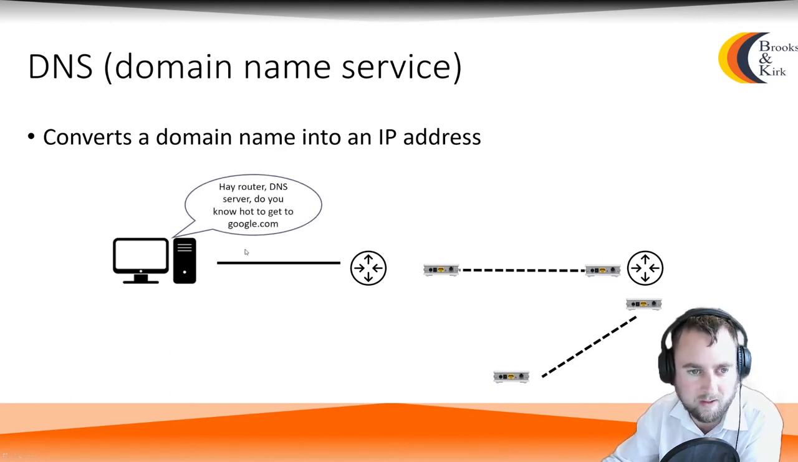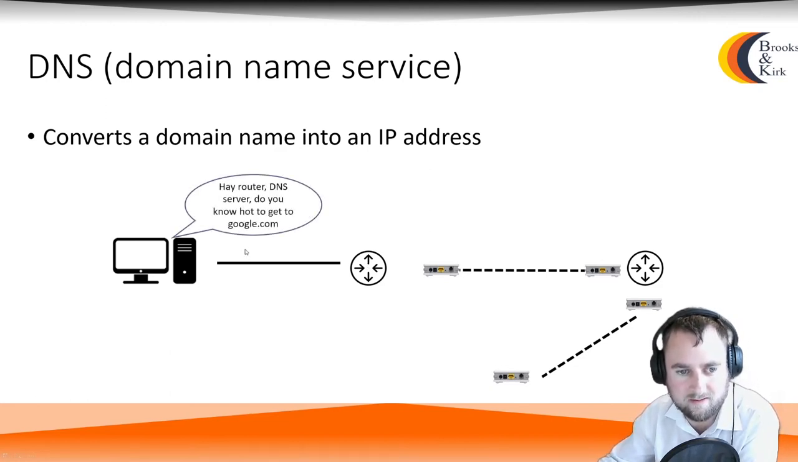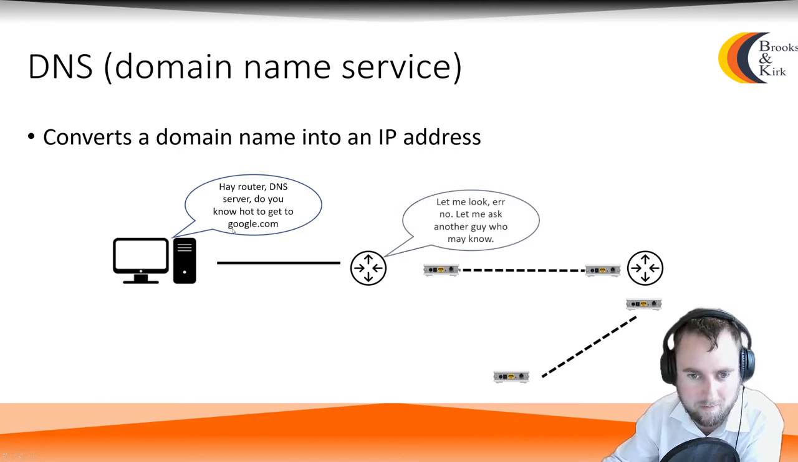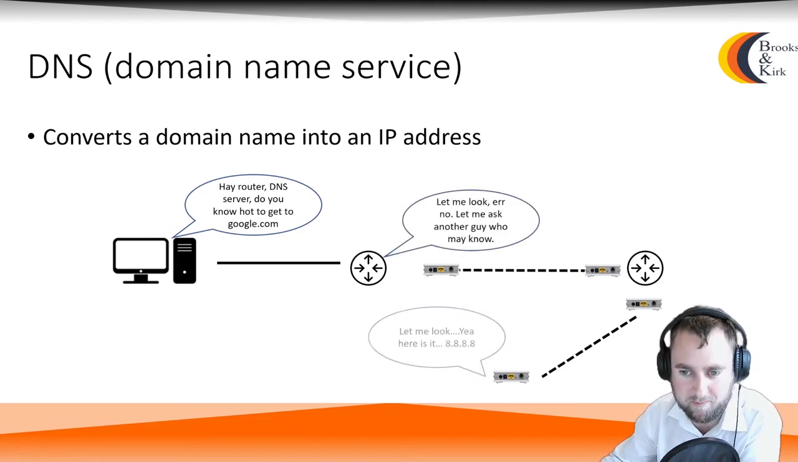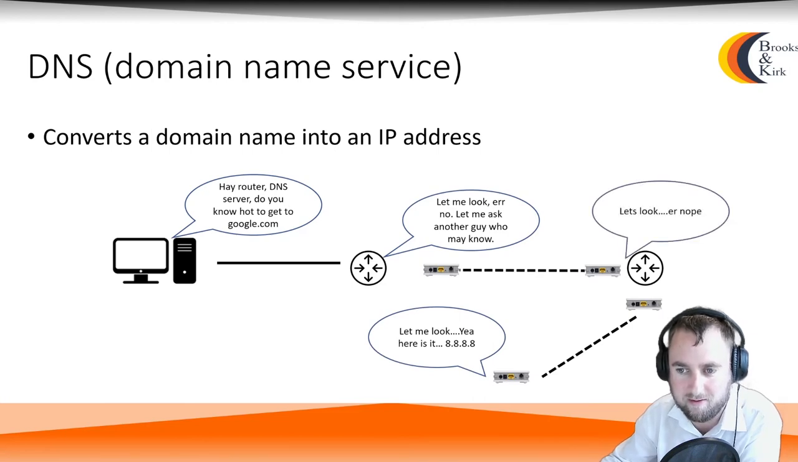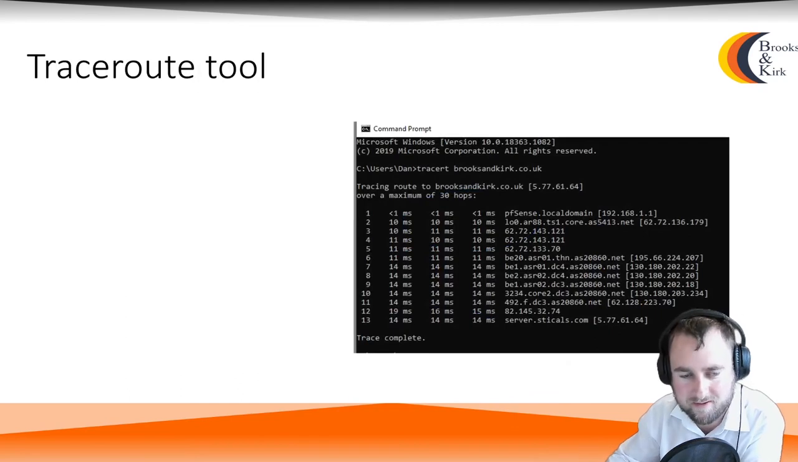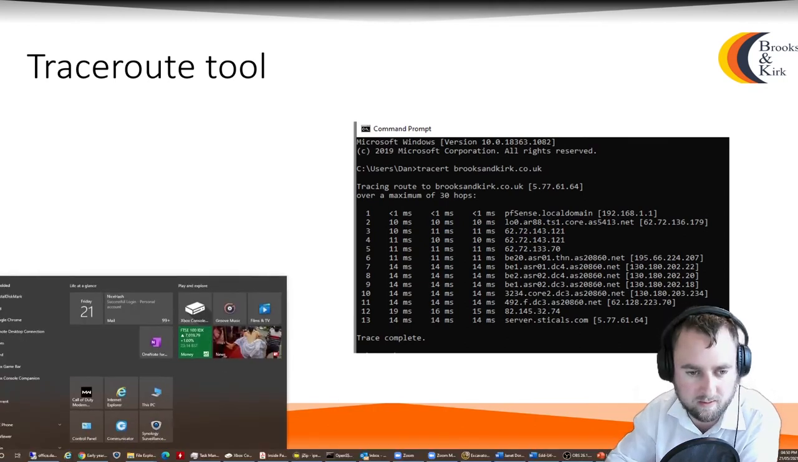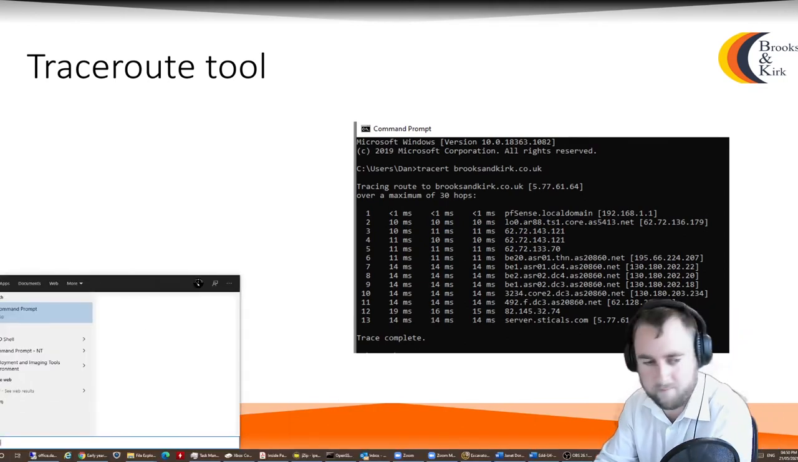So you'll go, "Hey, DNS, do you know how to get to Google?" And that router will go, "No, but he might." And it'll go, "Oh, yeah, there I am." And it kind of flows until it gets there. And you can actually see this by doing a trace route function. Let me just show you it.